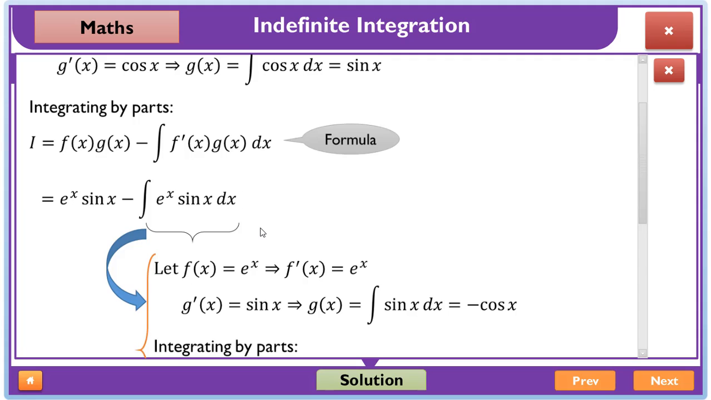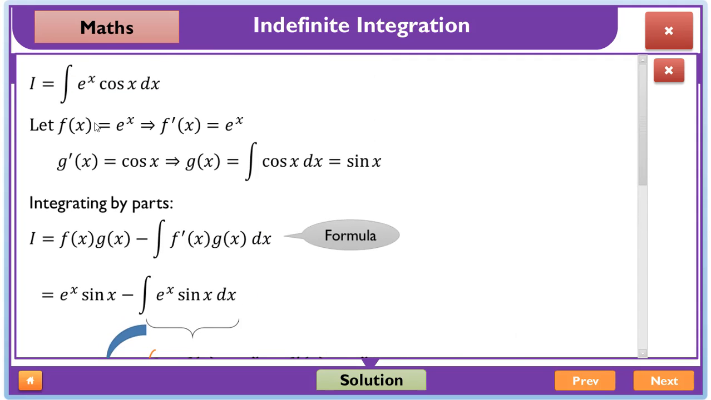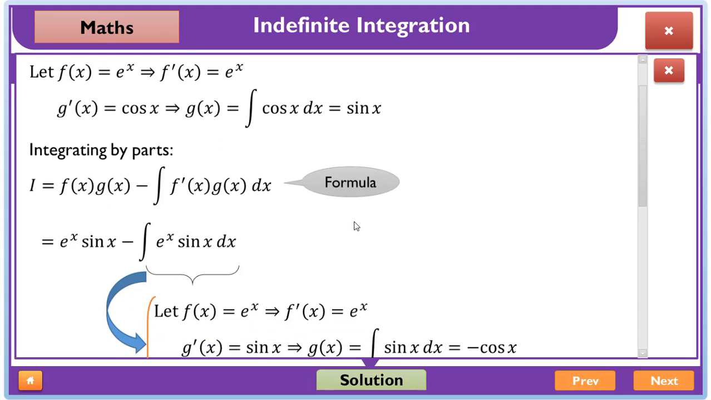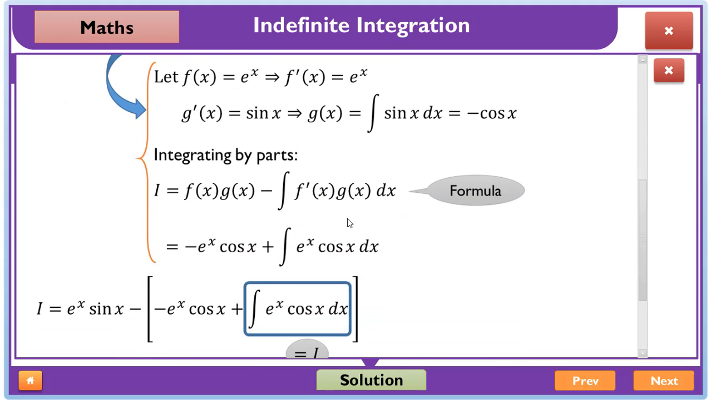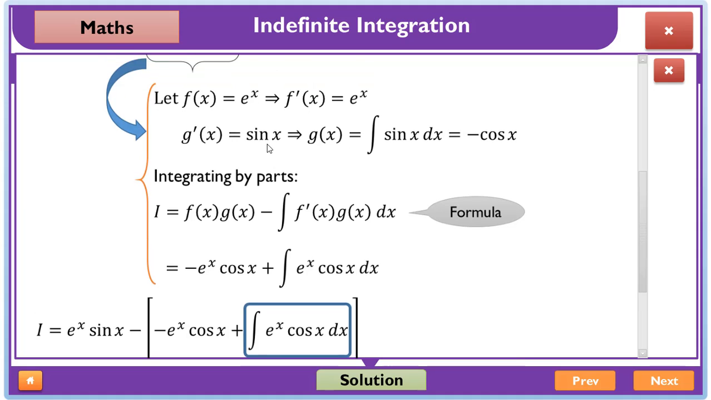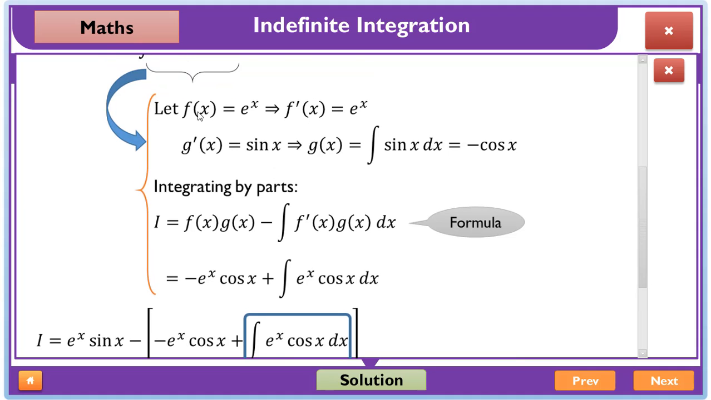Just stick to the choice. In this one we had taken e to the power x as the first function. Just stick to that one, be consistent. So take e to the power x as the first function, so it gives f dash of x is equal to e to the power x. Take sin x as the second function, so g of x is evaluated to be minus cos x, because the integration of sin x is minus cos x.